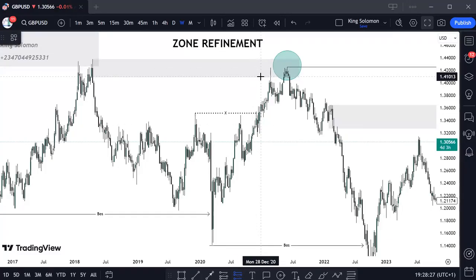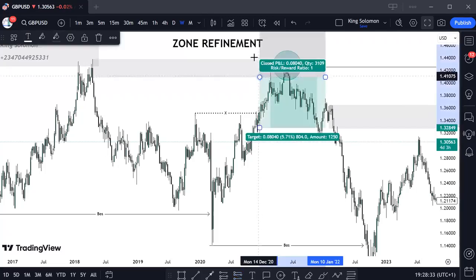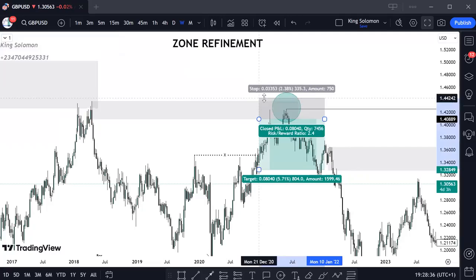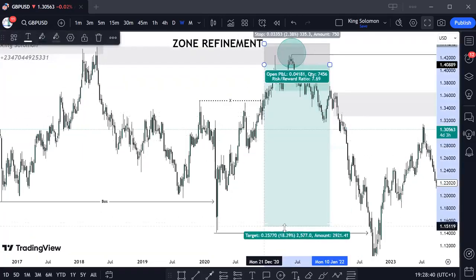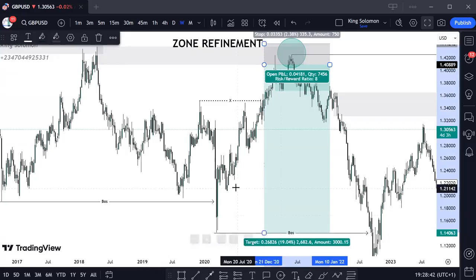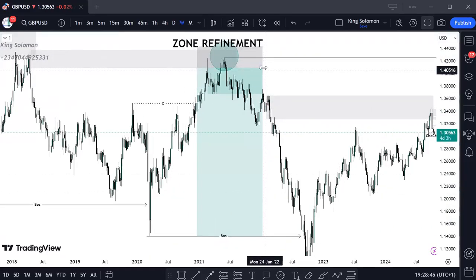You know, the weekly time frame. We use the weekly time frame zone and did not even refine. So we'll be getting a good 8-hour trade. So this is pretty awesome, right?